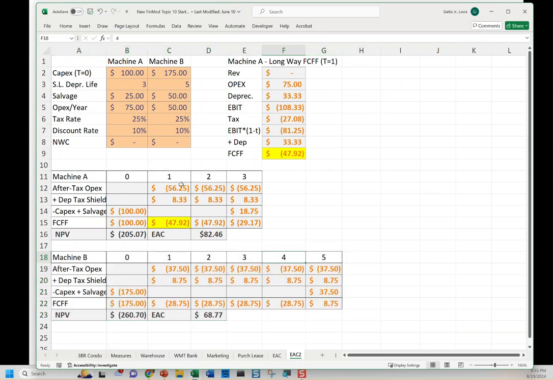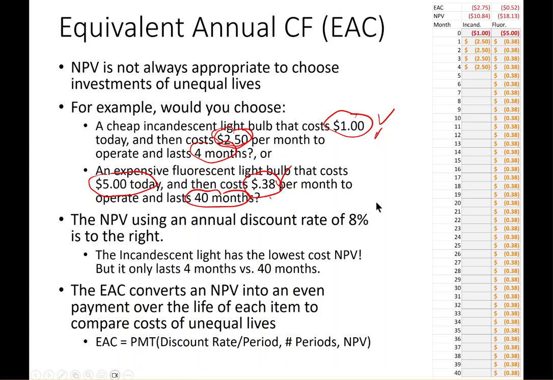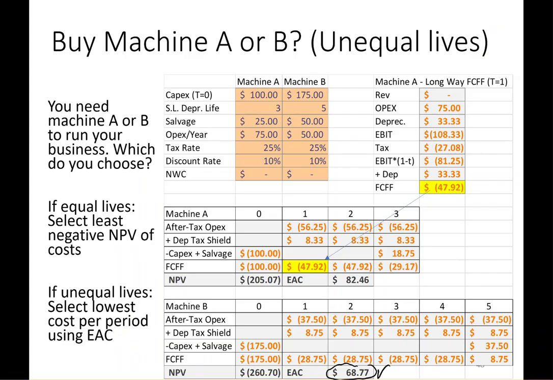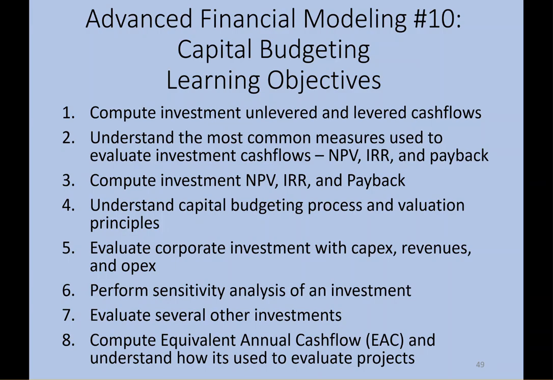All right, so that is a nice little trick to have in your toolbox when evaluating projects of different life. And this shows up in life and in business all the time. You always have a choice to buy a cheap, short-lived asset and an expensive, long-lived asset. And this is a way to try to reconcile and get finance to tell you the answer. Okay, so that's it. That's the end of this topic.